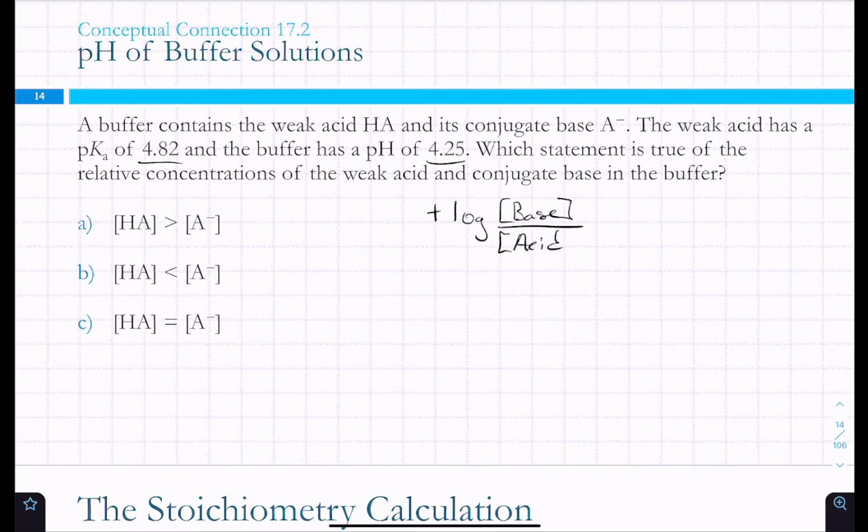So if this is if the base has a concentration of 1.5 molar over a concentration of 1 molar, that's going to be a positive 0.176. So you get a positive number there. So what happens if we put in a number that's smaller than 1? So let's say our base concentration is 0.5, and then 1 molar still for the acid, right? So now less base than acid. So the log of 0.5 is negative 0.301.